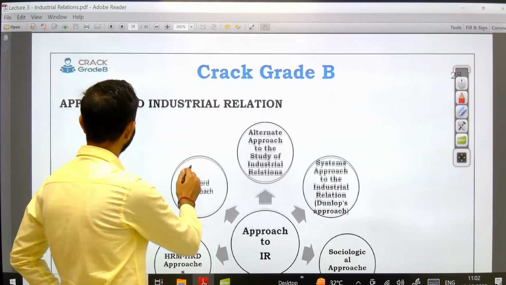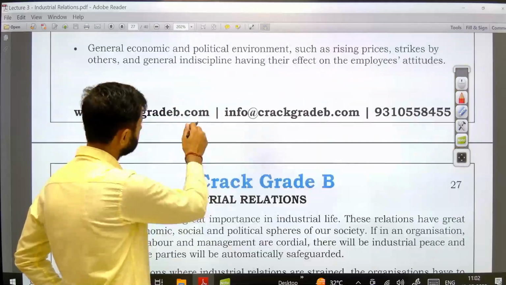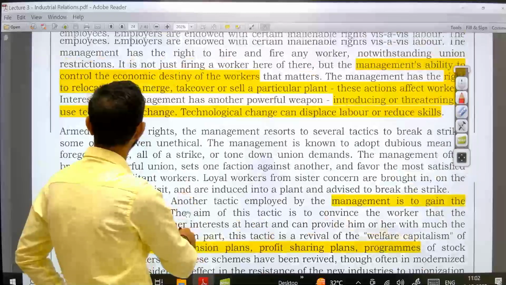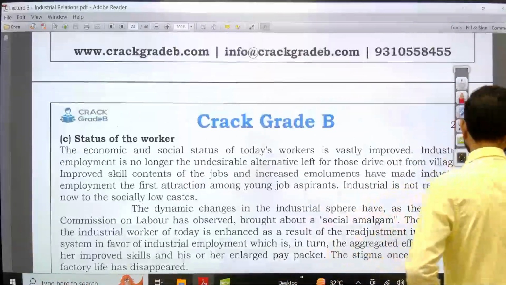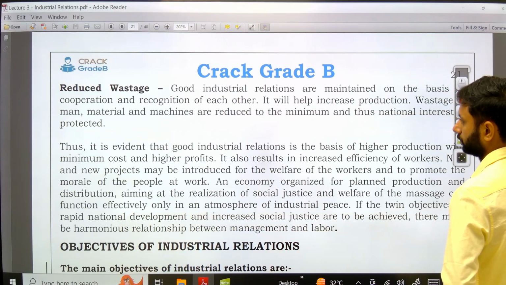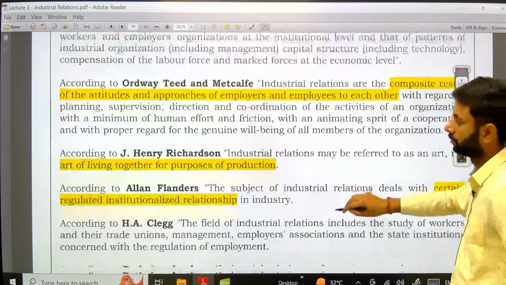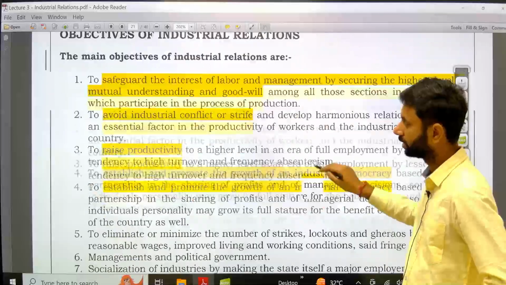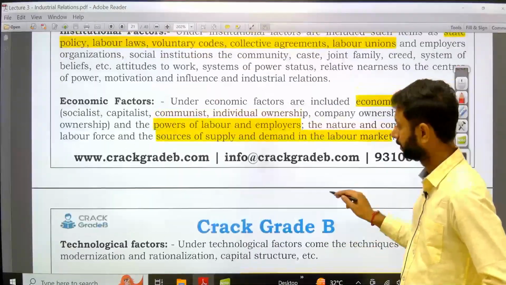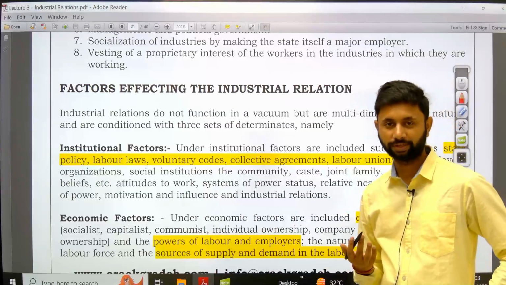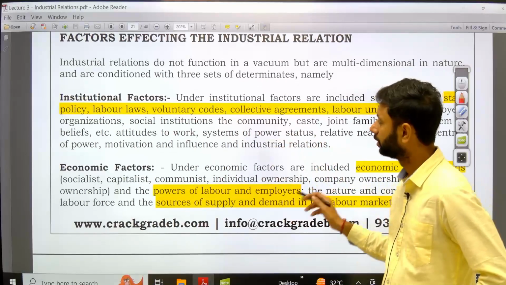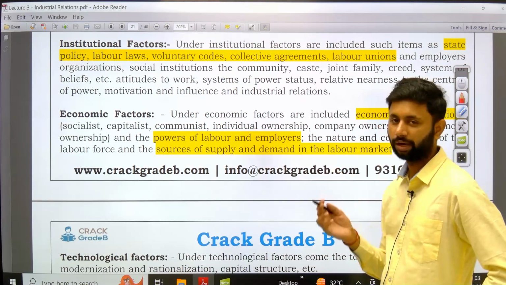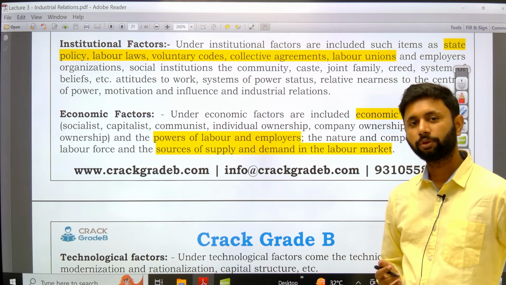We'll just go and revise what we had discussed in today's lecture. So first, we had discussed the importance of industrial relations, objectives of industrial relations, and then we had discussed the major things, such as what are the factors that affect industrial relations. First, we talked about institutional factors. We talked about various institutions that play a major role, such as government, which had enacted the code on social security for gig workers.